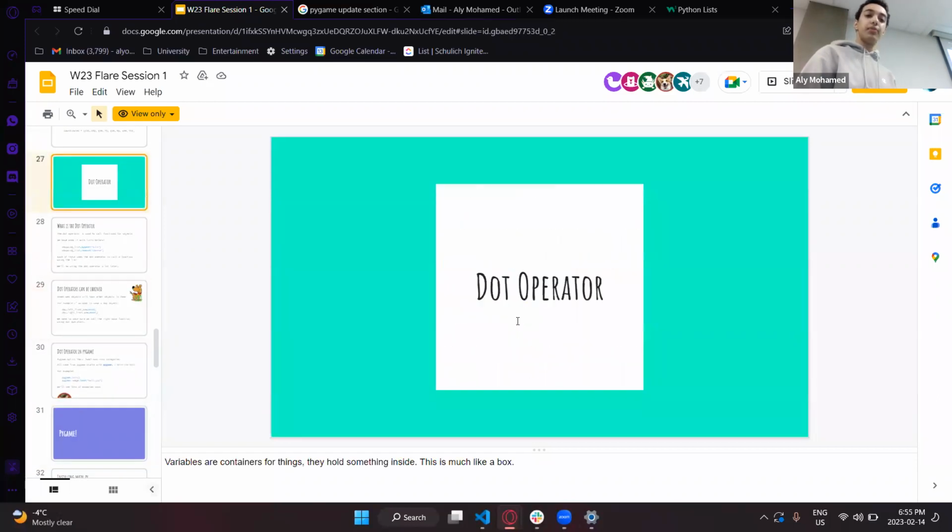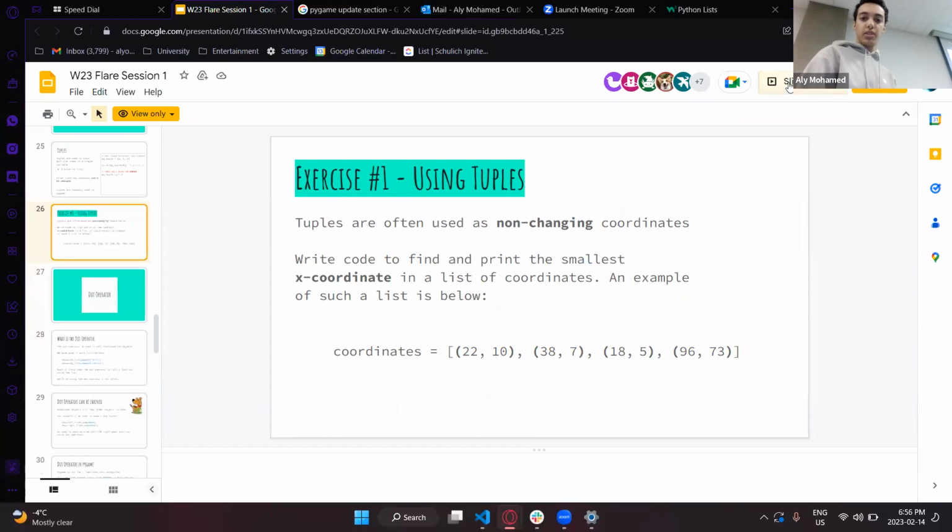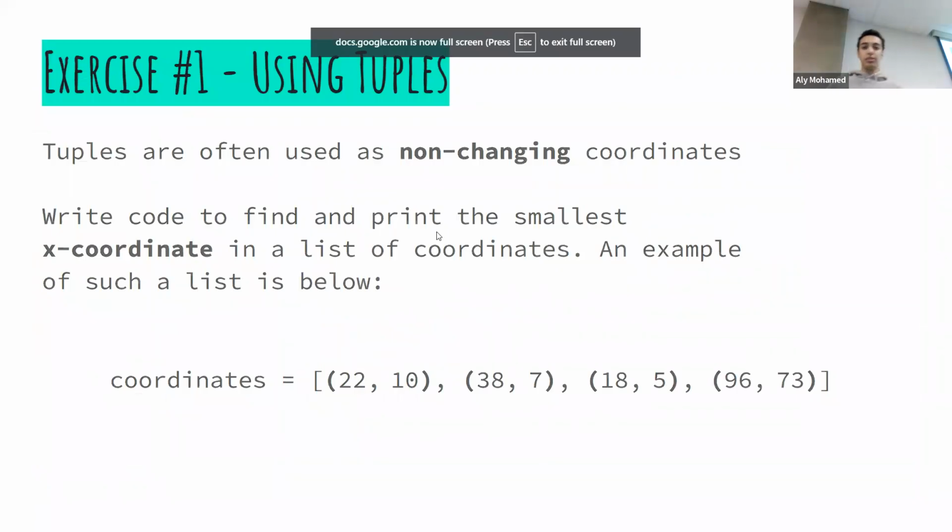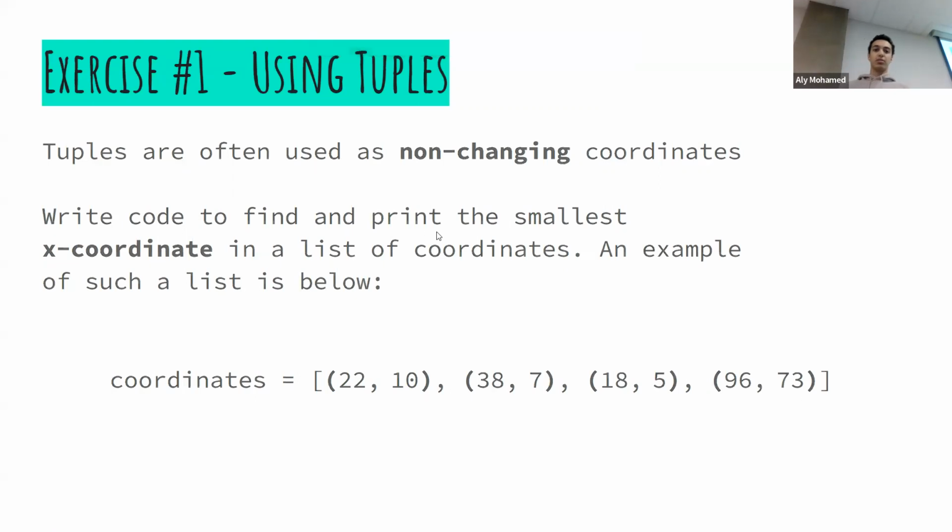So this is the exercise now. Let's do the exercise right now. This is your exercise. Open up VS Code and write code to find and print the smallest x coordinate in the list of coordinates below. So take this list of coordinates right here and find and print the smallest x coordinate, which is the first one of those parentheses. It goes x, y. Hope you guys know that. I pray you guys know that.